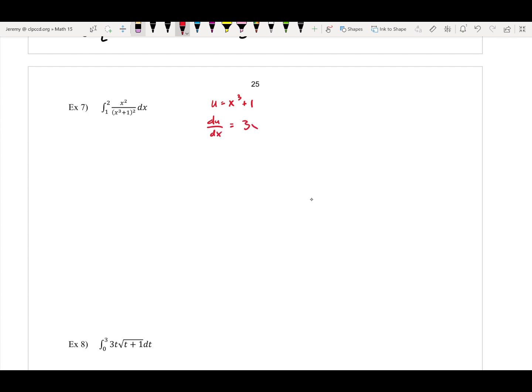So taking the derivative, solving for dx, and what are my limits of integration? Well, I had x equals 1, so then u is going to be 1 cubed plus 1, so 2. And then x equals 2, substitute that in, u is going to be 2 cubed plus 1, which will be 8 plus 1, which is 9.